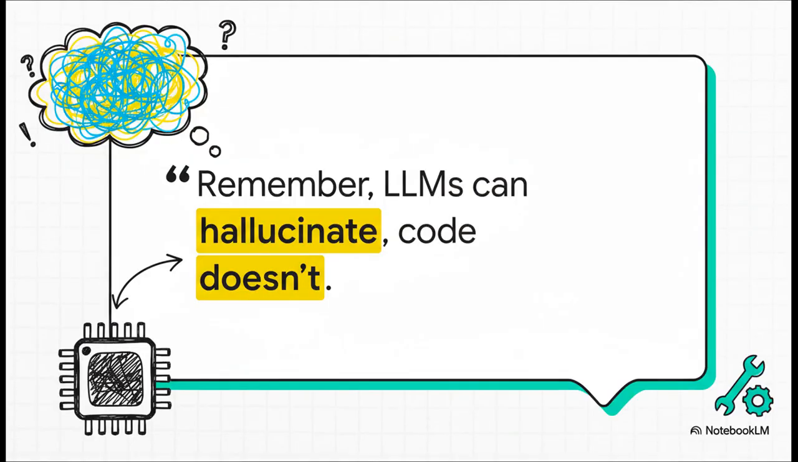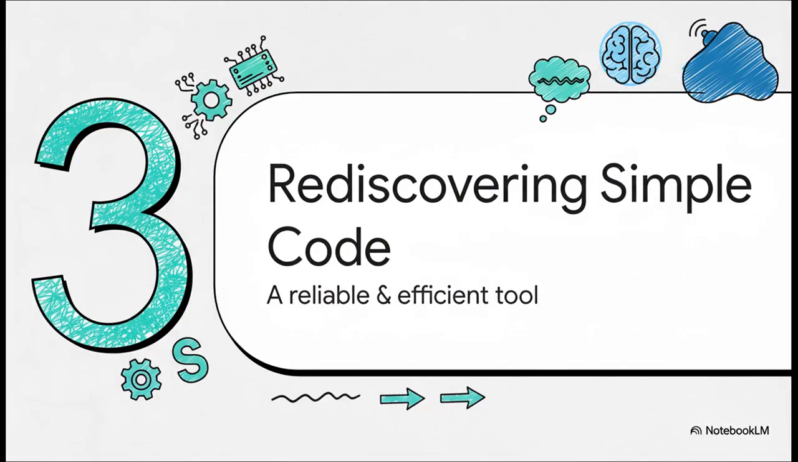This quote from the source just hits the nail on the head. It perfectly captures the core issue. LLMs can hallucinate. Code doesn't. You might get a bizarre result from an LLM, and good luck figuring out why. But with code, an error leaves a trail. You can trace it, you can find it, and you can fix it. It's deterministic.